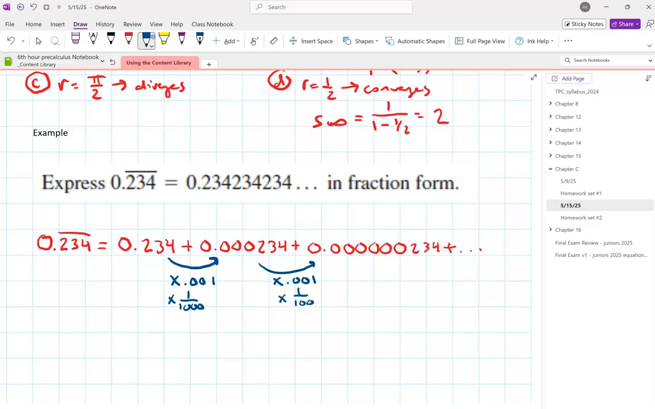I'm going to think about, I can see that the R value is 0.001, or I'm going to just think about it as 1 over 1,000. It'll make the arithmetic a little bit easier later on. Again, since that is between -1 and +1, I know that sum is just going to be the first term divided by 1 minus R.